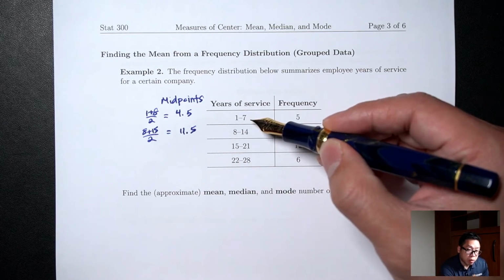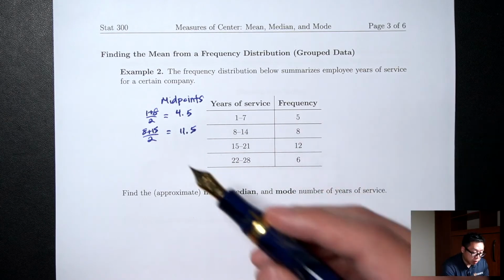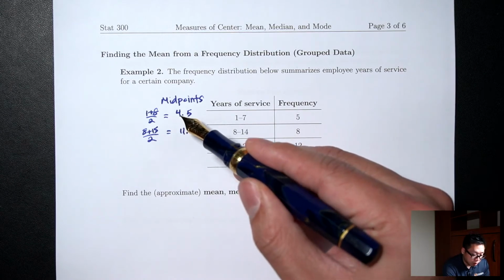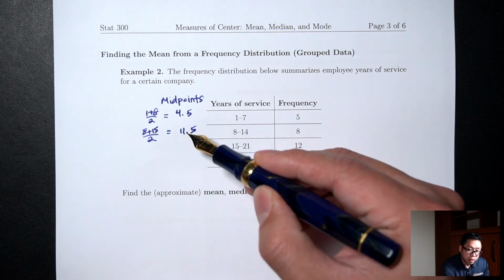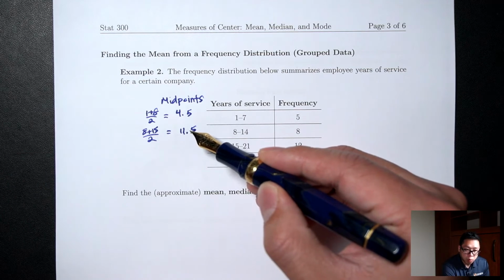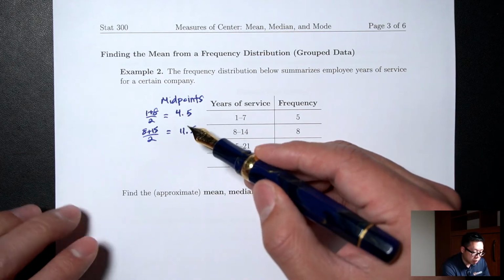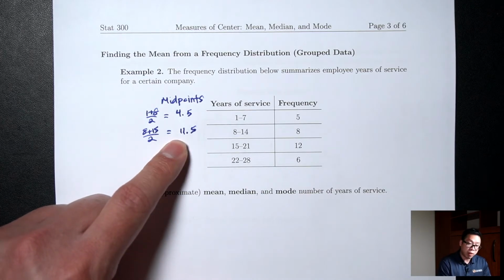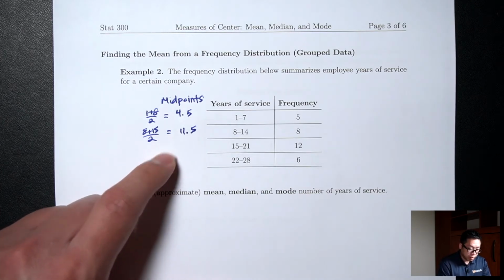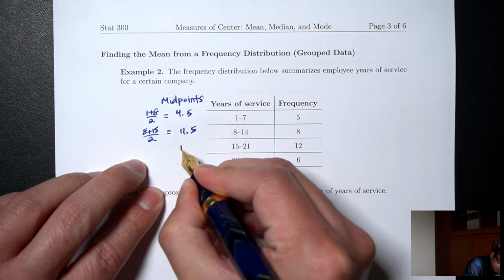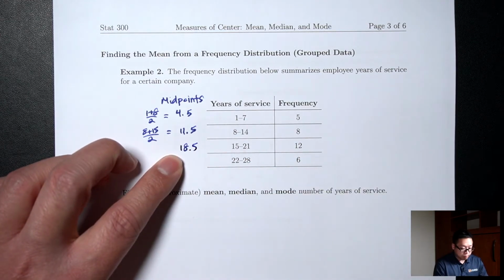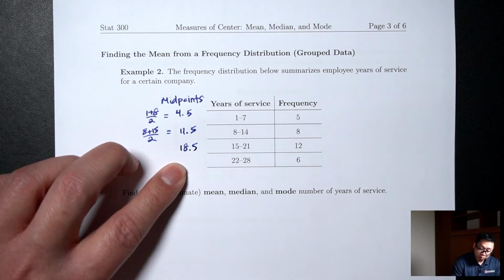All my upper numbers are also going up by 7, which means all my midpoints will also go up by 7. And it is, right? It's 4.5, 11.5. That's 7 away, okay? So all we need to do is just keep on adding 7s, and we'll get the rest of the midpoints. So 11.5 plus 7, that's 18.5. 18.5 plus 7, 25.5.